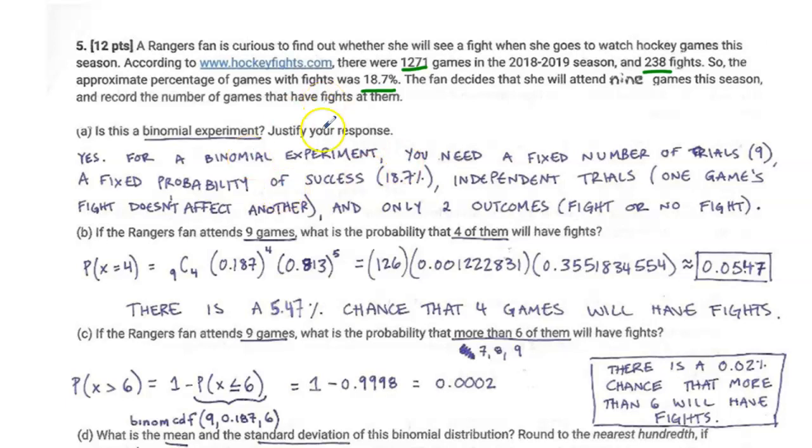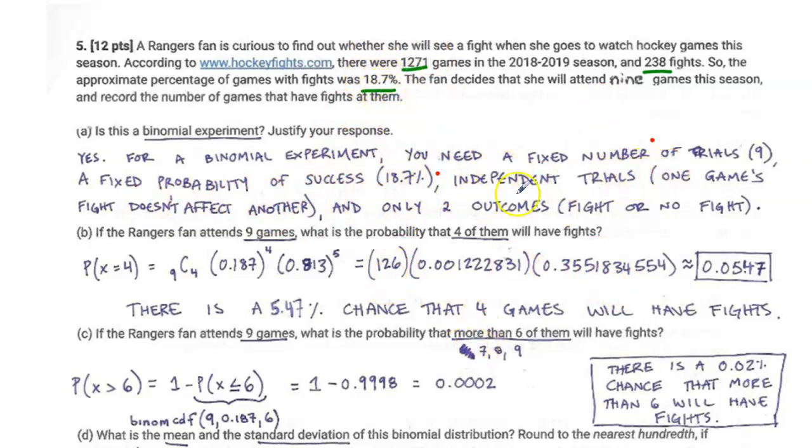Is this a binomial experiment? Yes, because a binomial experiment needs 4 things. It needs a fixed number of trials. I'm not going to say, I'm going to attend games until I see 4 fights. Nope, fixed number of trials. I'm going to do 9 games and count the number of fights. Fixed probability of success, 18.7%, just talked about that. That number is fixed, it's not going to change.